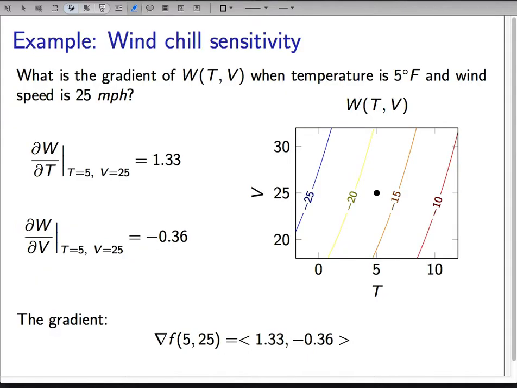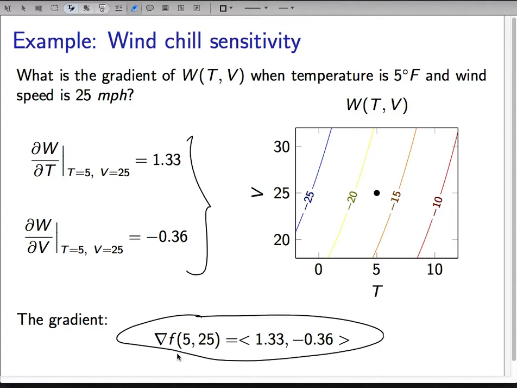Okay, so let's look a little bit at the graphical interpretation of the gradient. If we look at our wind chill example, and I'm interested in what the gradient is of the wind chill function when temperature is 5 degrees Fahrenheit and wind speed is 25 miles per hour, these are quantities we've computed before, so I'm just indicating those right there: the derivative with respect to t is 1.33 when temperature is 5 and wind speed is 25, and the derivative with respect to v is negative 0.36. So the gradient at (5, 25) is simply this vector down here.